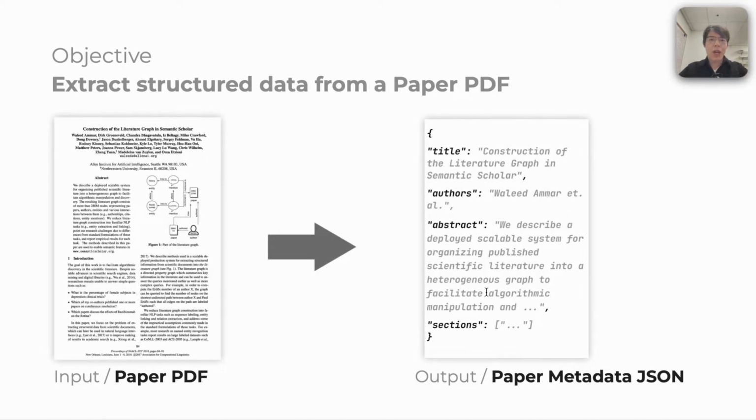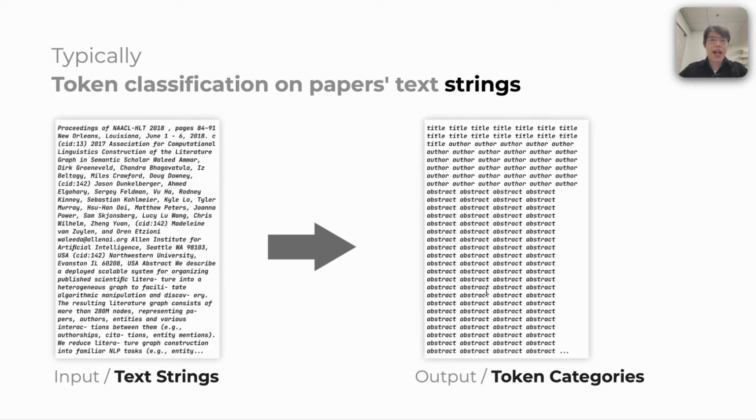The goal of our paper is to build a better method for extracting structured data from paper PDFs. Given a paper PDF as an input, we want to convert it into a JSON of paper metadata like title and abstracts. This task can be treated as a token classification task.